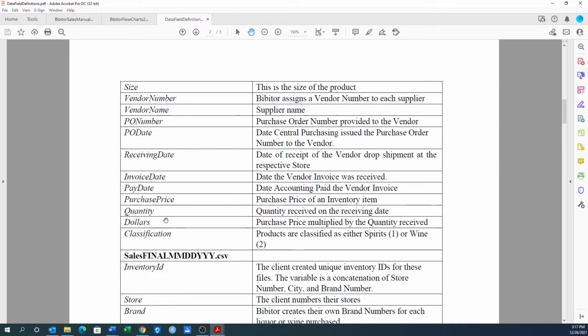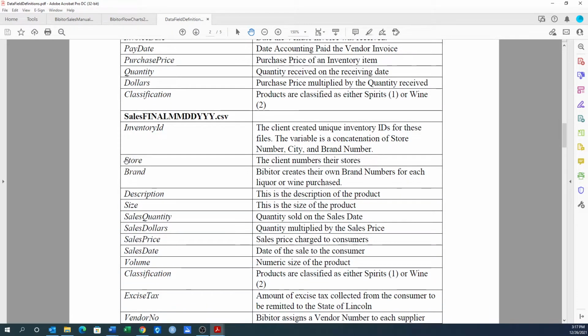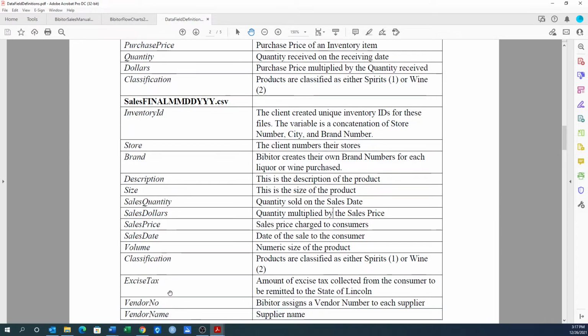So let's go to the sales table and see what we've got. Store also shows up in the sales table, so this is an important variable for us to pay attention to. You'll also notice brand description and the size of the product, that's bottle size. Then we have two variables that are also going to be interesting to us: sales quantity, which is the quantity sold on the sales date, and sales dollars, which is the quantity multiplied by the sales price, again on the sales date. There are other things in here: classification, excise tax, vendor number, vendor name.